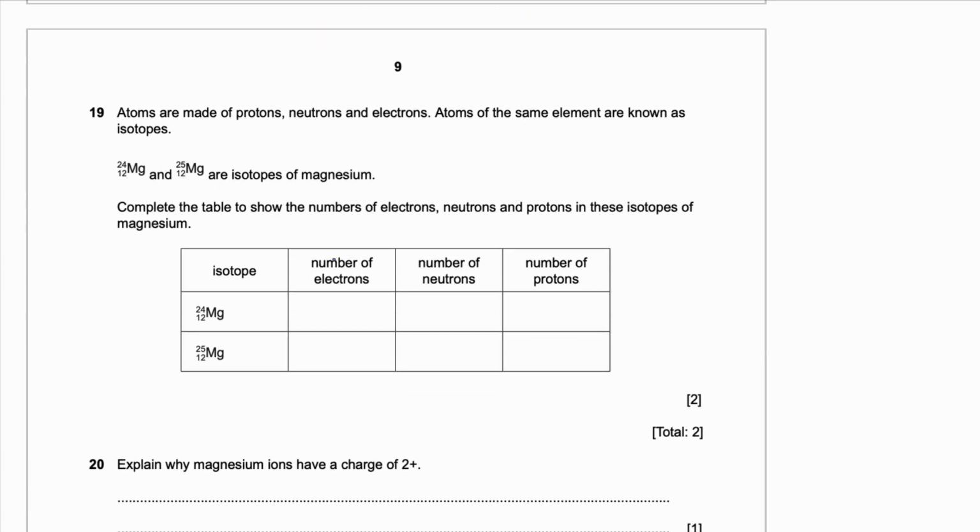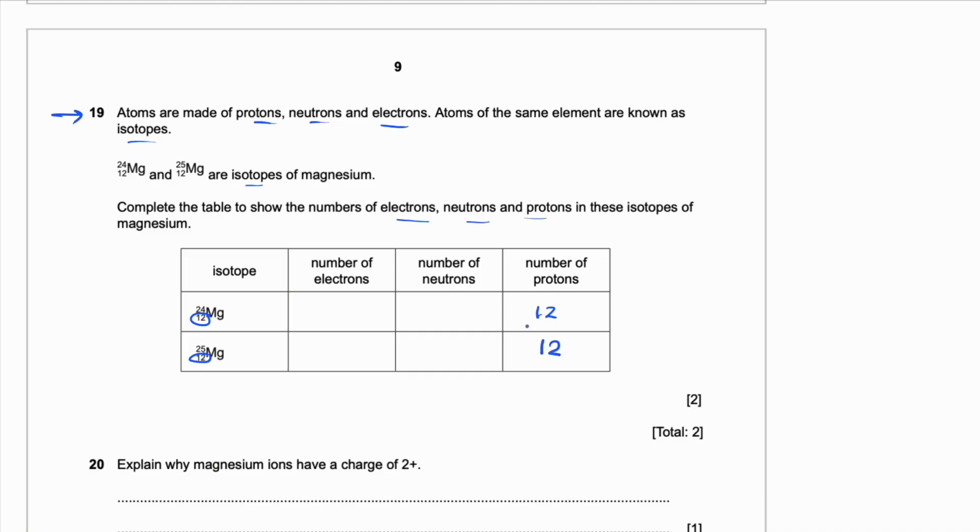Next question, question 19. Atoms are made of protons, neutrons, and electrons. Atoms of the same element with different numbers of neutrons are known as isotopes. Magnesium-24 and magnesium-25 are isotopes of magnesium. Complete the table to show the numbers of electrons, neutrons, and protons in these isotopes of magnesium. Remember, isotopes have the same proton number, which is 12. So they have the same number of protons, 12 and 12 in both of them.